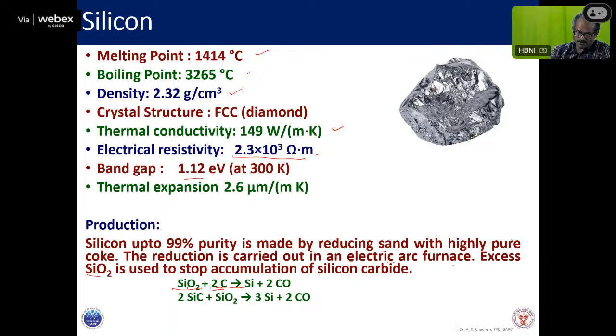So then you have SiO2 + 2C, silicon is produced, then you have carbon monoxide and the silicon carbide also, and the silicon carbide reacts with the silica, and then also it gives you silicon and then carbon monoxide.